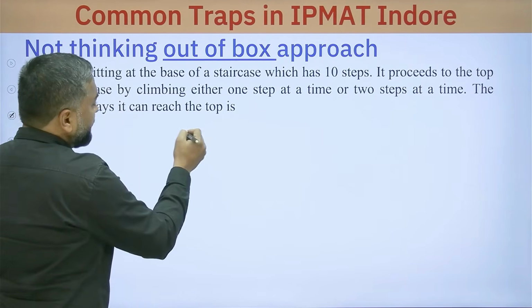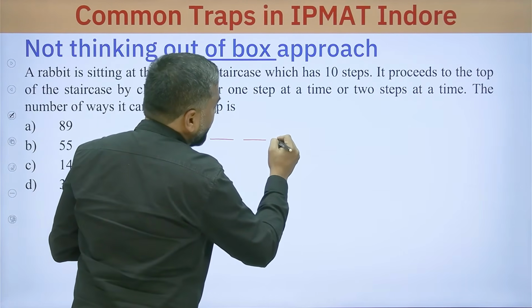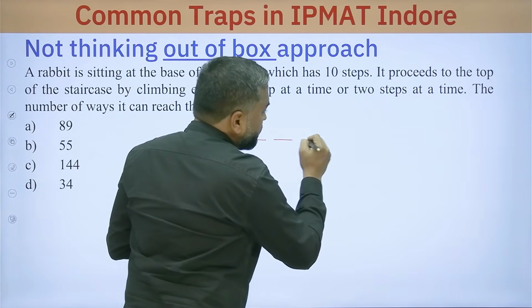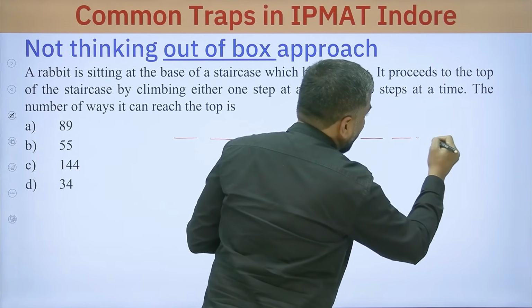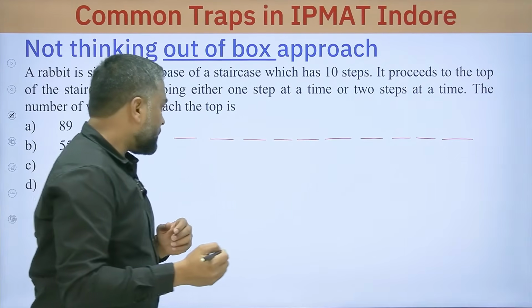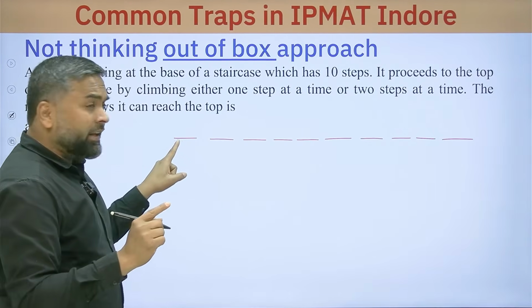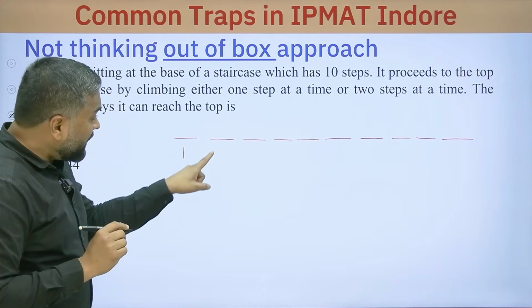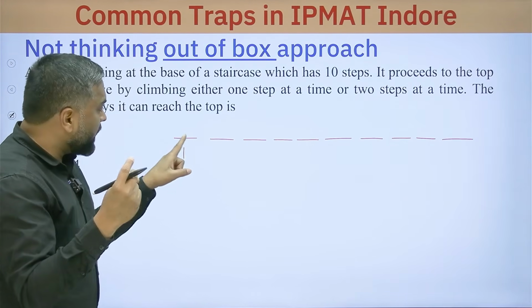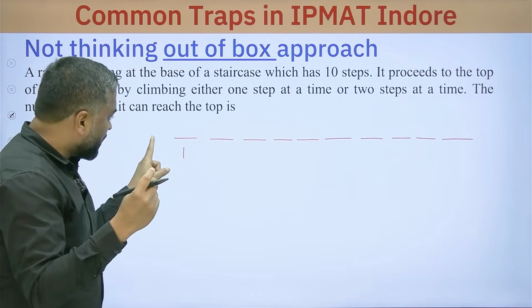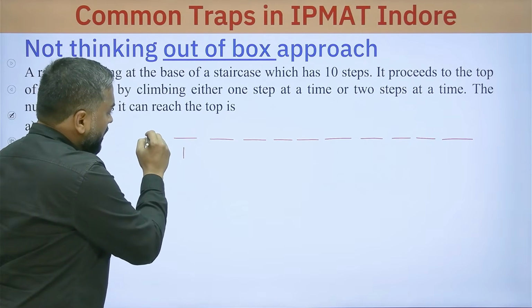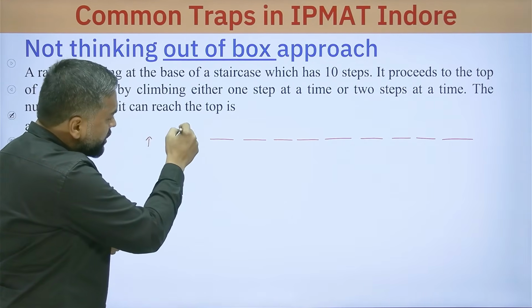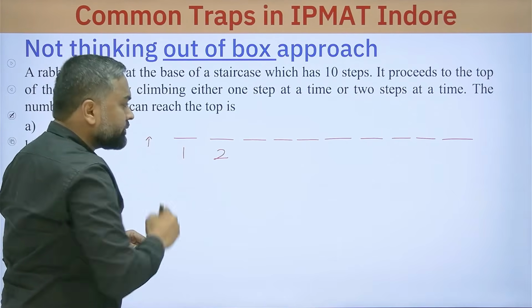So there are 10 steps, 1, 2, 3, 4, 5, 6, 7, 8, 9, 10. In how many ways can a rabbit reach here? It can reach in only one way. In how many ways can the rabbit reach here? It can reach in 2 ways. Either you jump directly from the starting position to here, or you go to the first step and then the second. So there are 2 ways of going.